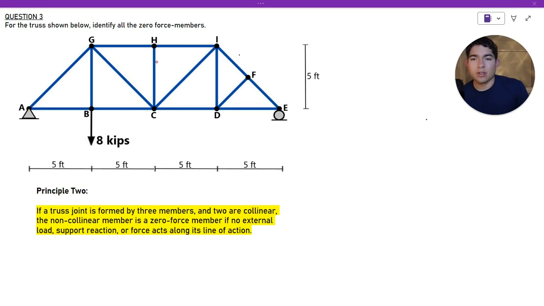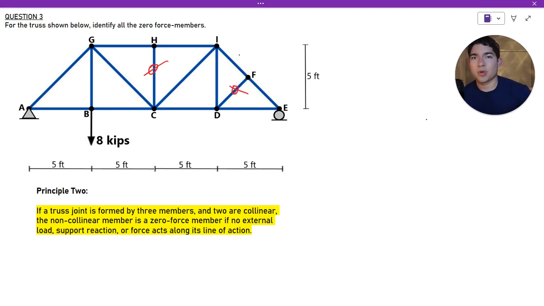In this case, it looks like there's no force or reaction that is going to be acting through HC. So that is going to be our first zero force member for this truss. Next, we can move over to joint F. As you can see, it has 3 members and 2 of them are collinear. Our third non-collinear member is going to be FD. In this case, member FD does not have any forces or reactions acting through it, so that is going to be a zero force member as well.